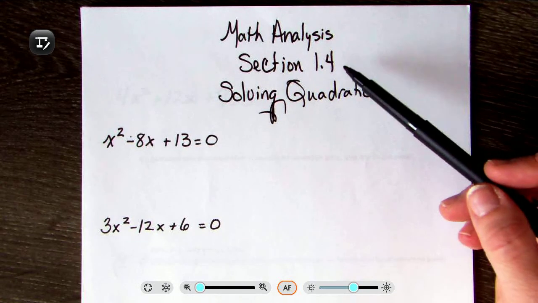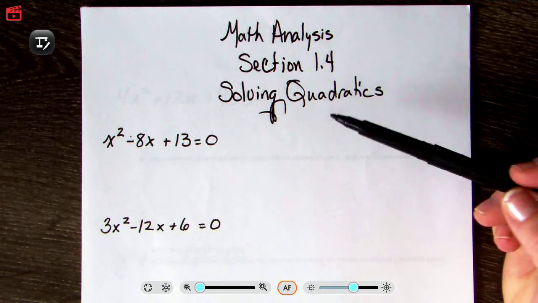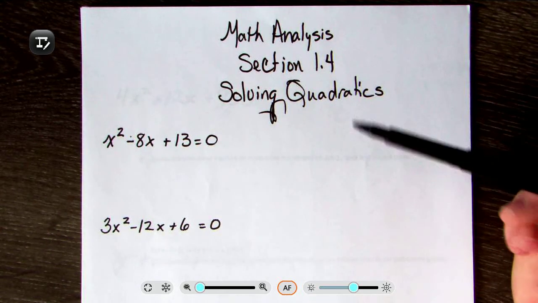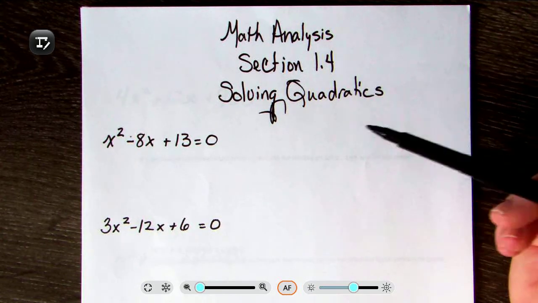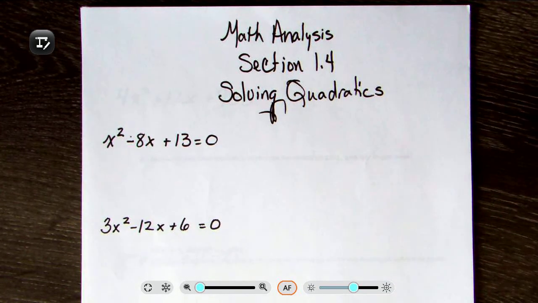If you have not looked at 1.5, I suggest that you do that before this part, as we will be seeing some of 1.5 in this video as well. So make sure you go and do the 1.5 before you do this 1.4.